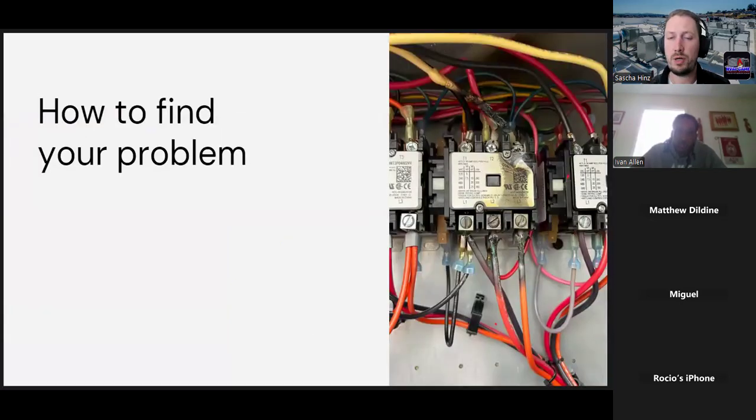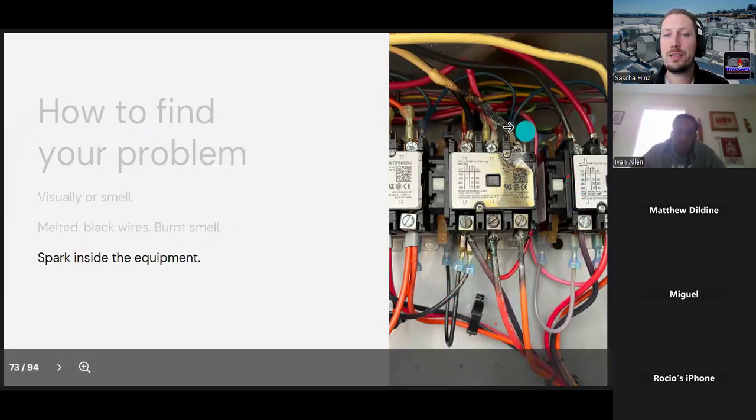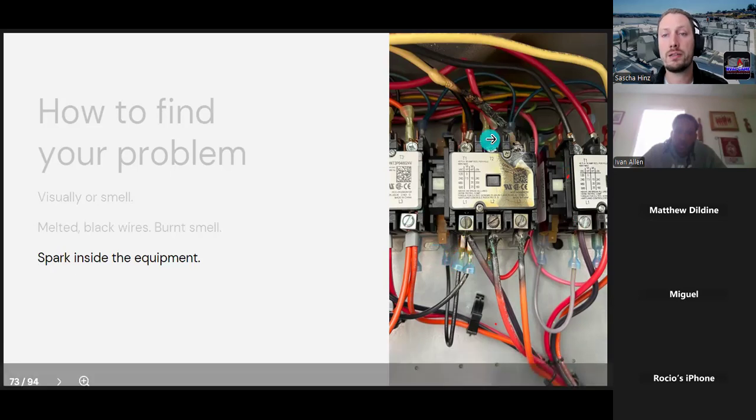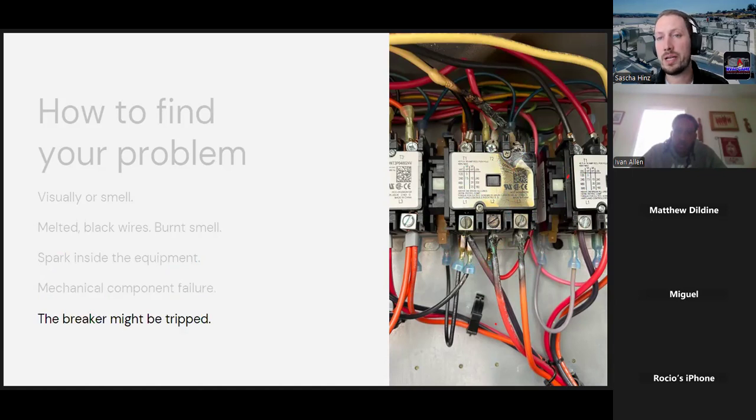How to go about finding your problem? Honestly, the easiest is visually or by smell. Usually on a short circuit, you will see melted black wires or you will smell something burnt in the equipment. In this case, we opened the control panel. The contactor was obvious, there was an immediate smell of burnt wires, and it was very easy to isolate here. But you could also have sparks inside the equipment, or a mechanical component failure, or the breaker might be tripped. That's not always the case, but it can happen.